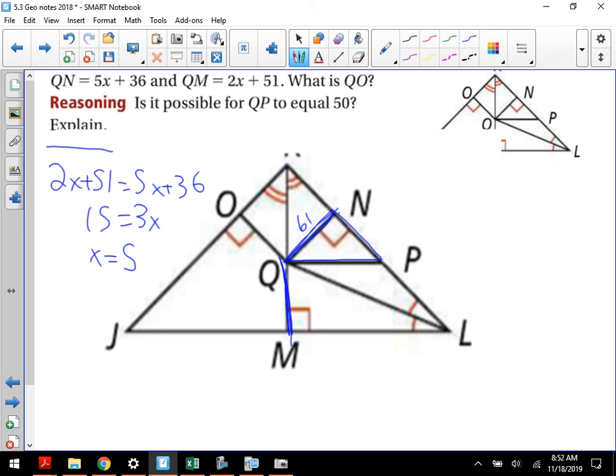Why? It's got what? Those are angles, not sides. Why can't this be 50? Why can't that piece be 50? What do you got?